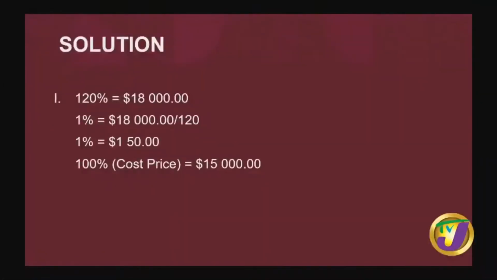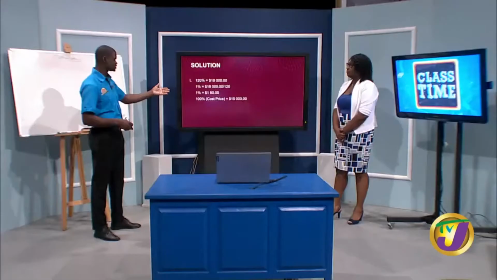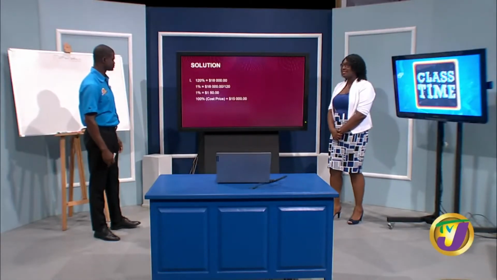So if I know that 1% is $150, I can now find my cost percentage, which is 100%. I hope you guys are following along here. If I multiply $150 by 100, it would give me my cost price, which is $15,000. And I really love this strategy because we go down to the unit percentage. As long as you can find what one is equal to, then we can find what 1,000 or a million is. So our cost price is $15,000.